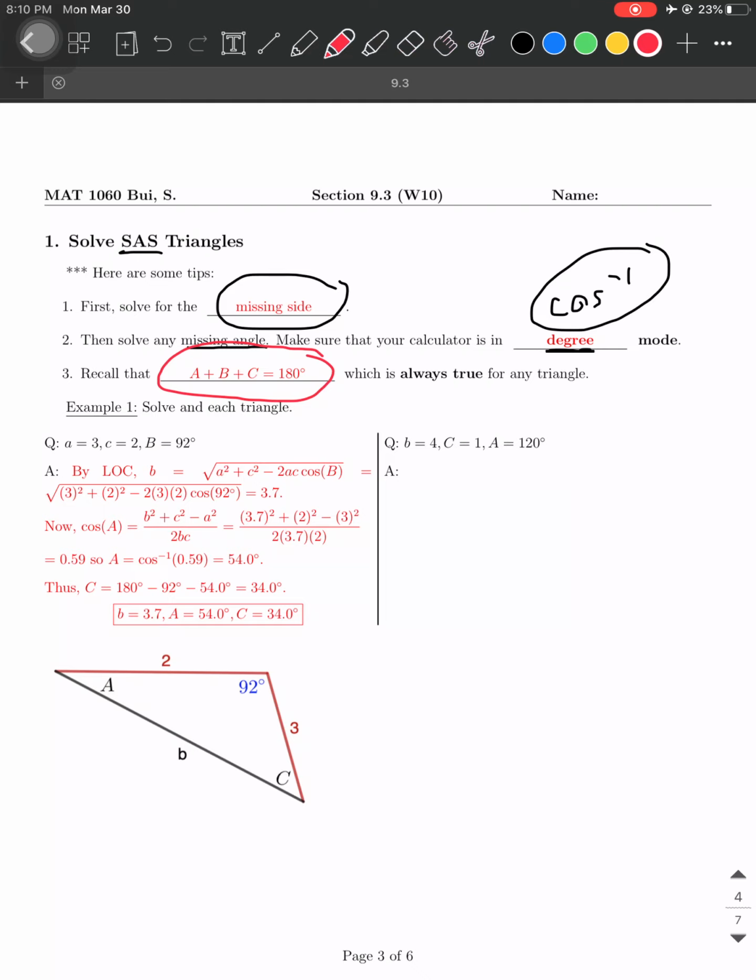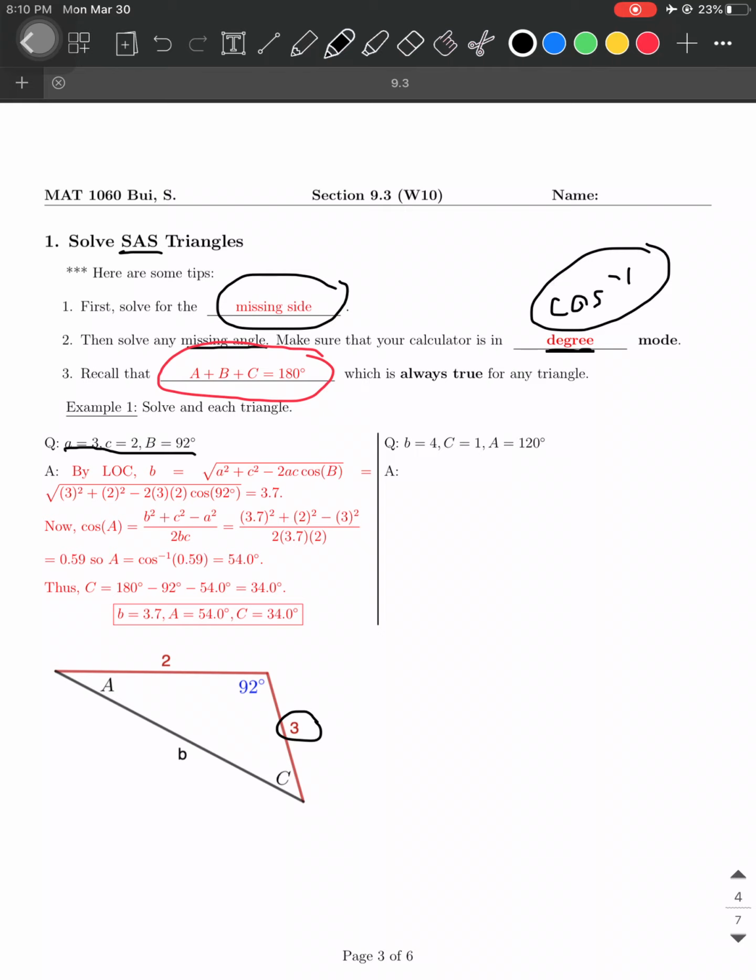Okay. All right, let's talk about the first scenario in here. Let's talk about the first problem in here where we have letter A being 3, letter C being 2. Whoops, sorry for that. Let me erase this one out.